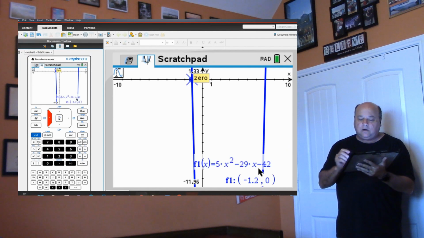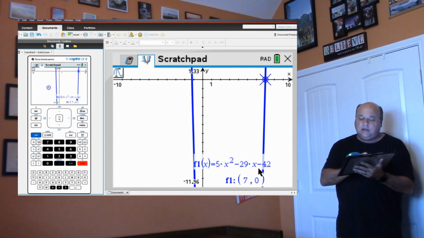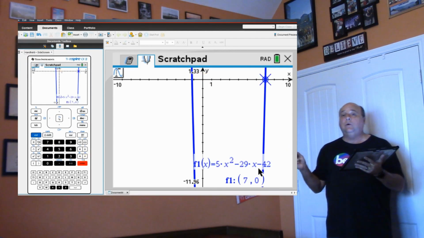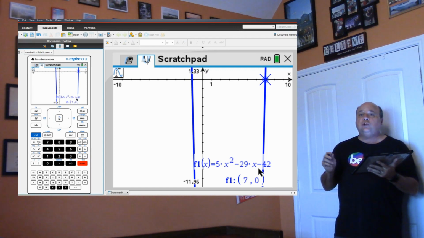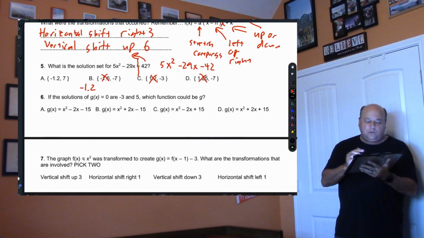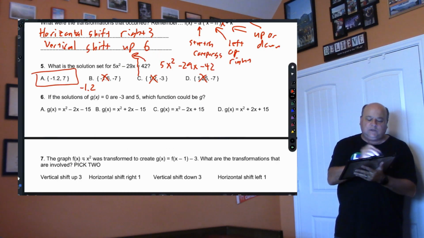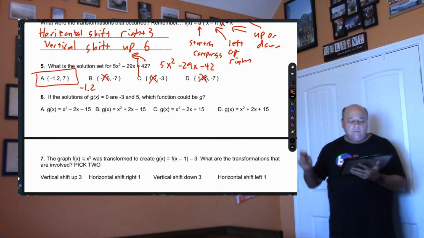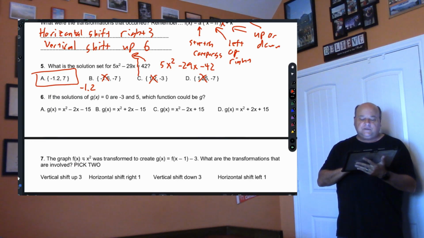So I'm going to go to my calculator. I'm going to hit 7 and enter. And at 7, it's a zero, isn't it? So negative 1.2 and 7 are my zeros. So I'm going to go to my paper. Negative 1.2 and 7. Choice A is going to be it. Just graph it and trace to the zeros.